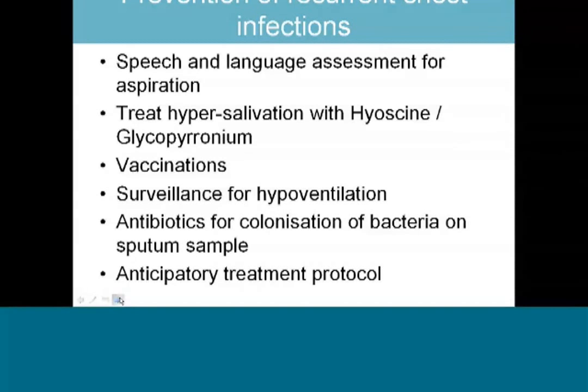So we've looked at what secretion clearance techniques work for the individual, and we have a plan of what to do if they tip into respiratory problems, or likewise if there are respiratory problems the whole time, that treatment plan is reviewed, assessed, and made sure that it's working well for the family and the individual. Next slide, please.